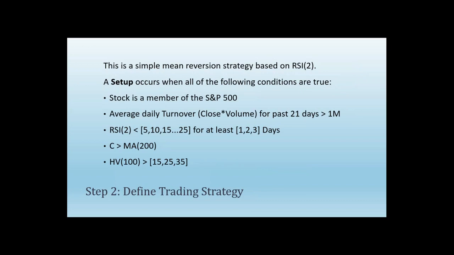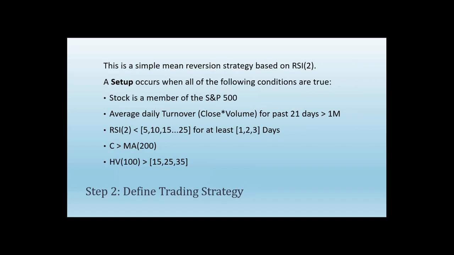All right, step 2 is to define our trading strategy. The strategy that we're going to use tonight is a really simple mean reversion strategy, and its core indicator is RSI2. So here are the rules for the strategy. A setup occurs when the stock is a member of the S&P 500, and that means it's a member of the S&P 500 on that day. It's not necessarily currently, as of today, a member of the S&P 500. Average daily turnover for 21 days, or approximately 1 month of trading time, is greater than $1 million, and turnover is just the closing price times the volume.